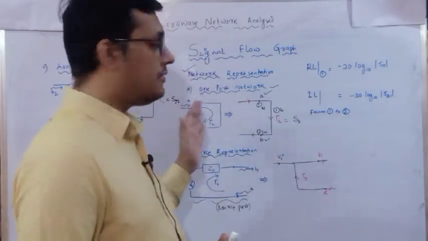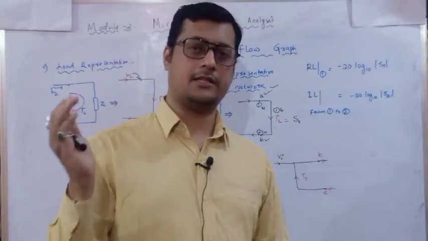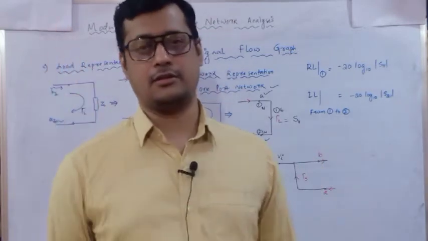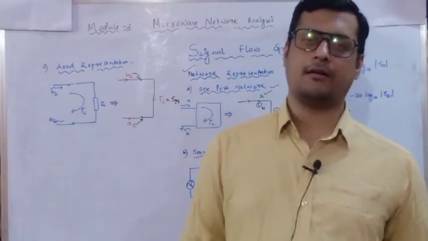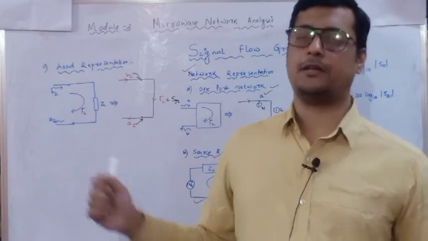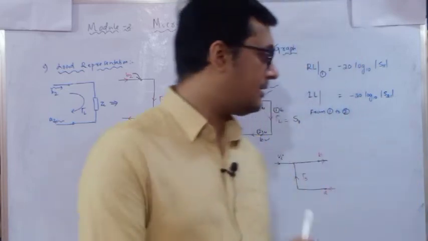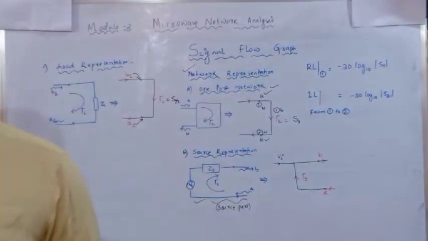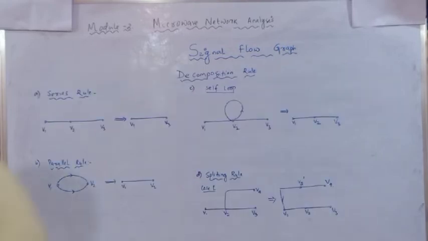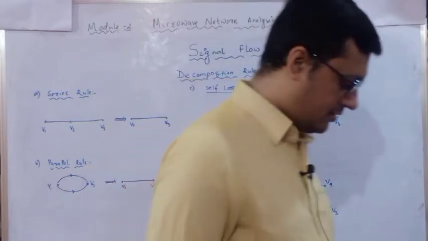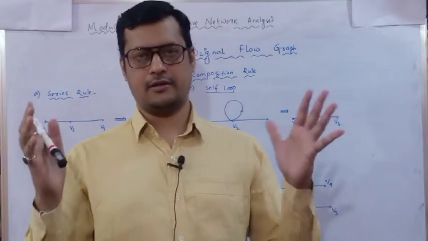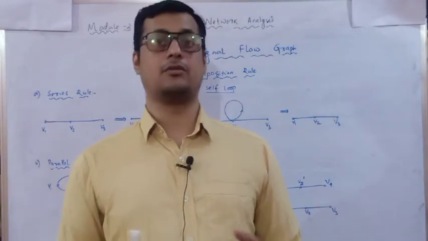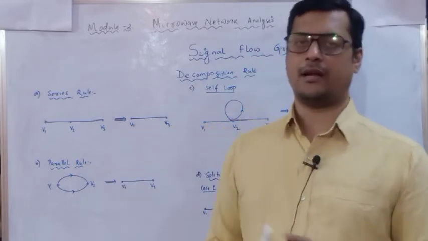Okay, so now we will discuss the properties, because the signal flow graph, whatever we have studied in our control system, has certain properties. Here also we have certain properties, and these properties are called the decomposition property for this particular discussion. Now we will discuss that. Here I have drawn a few decomposition rules, because when we are going to solve with the help of SFG, we are going to analyze microwave devices. It has certain rules because it has nodes and branches.